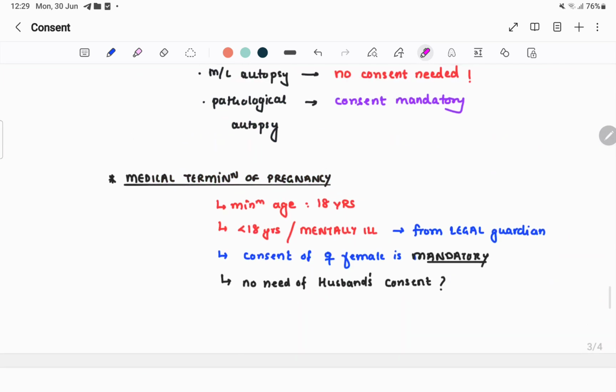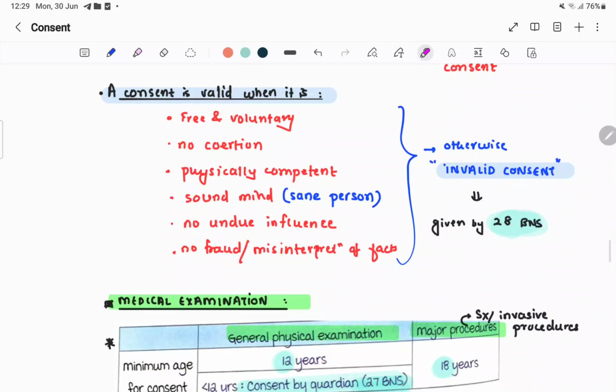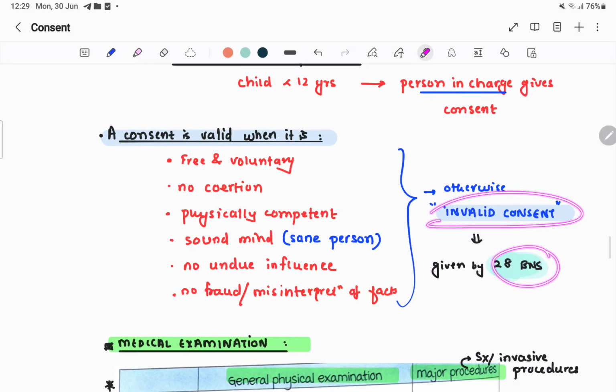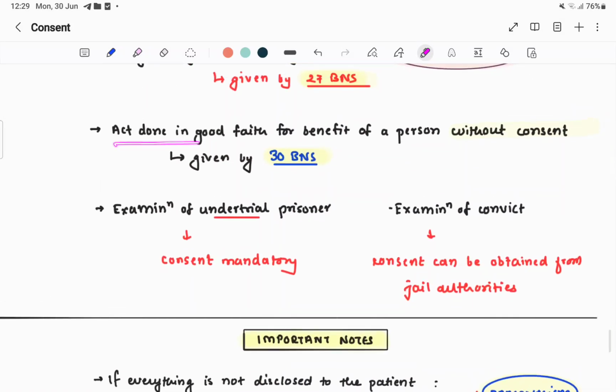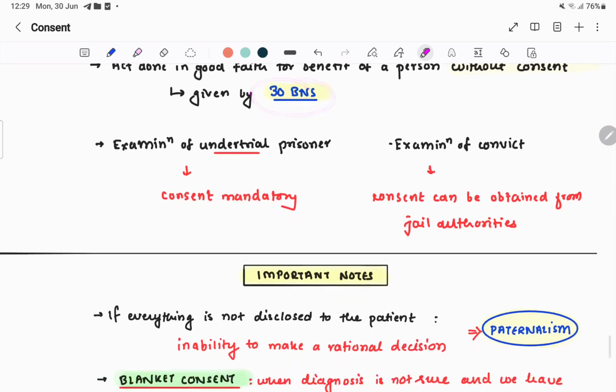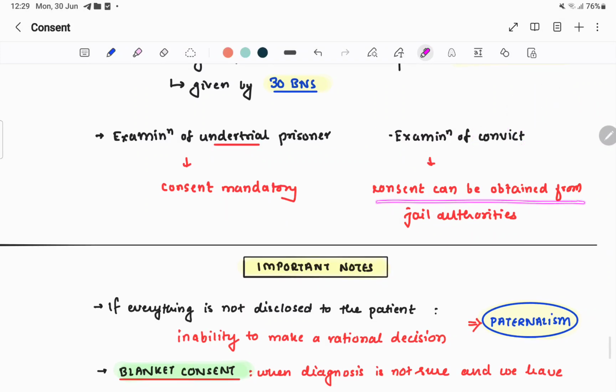I told you that section 27 BNS governs valid consent, and invalid consent is section 28 BNS. Act done in good faith for the benefit of a person without consent is section 30 BNS. I told you that in case of emergencies, no consent is needed, without consent, section 30 BNS. Examination of an under trial prisoner, a prisoner who is under trial, consent is mandatory. Examination of a convict, a person who is staying in jail, is imprisoned, then consent can be obtained from the jail authority, who has to give the consent.